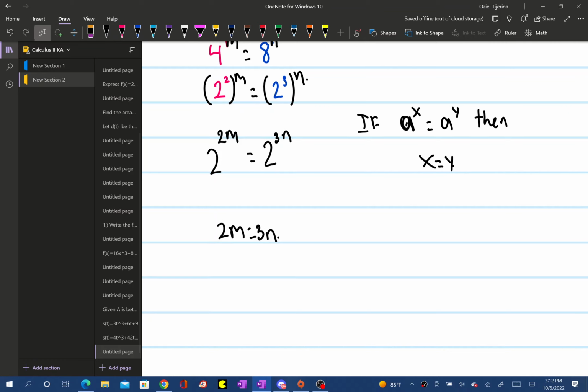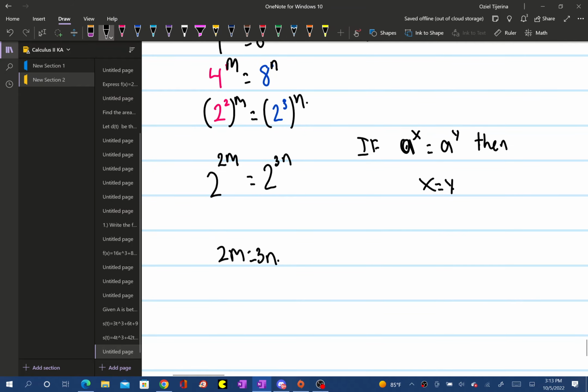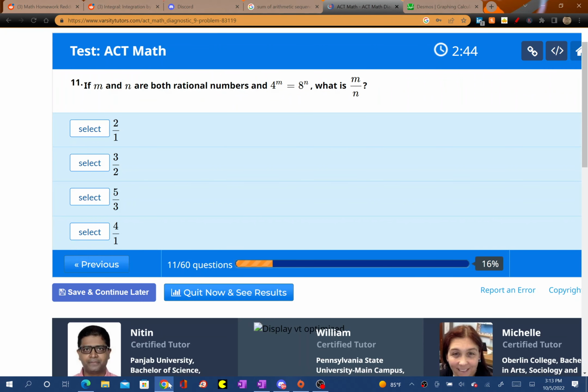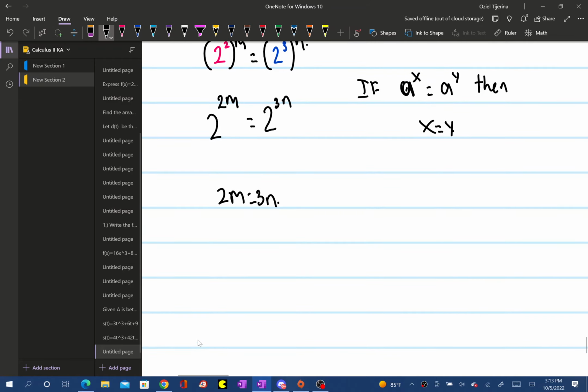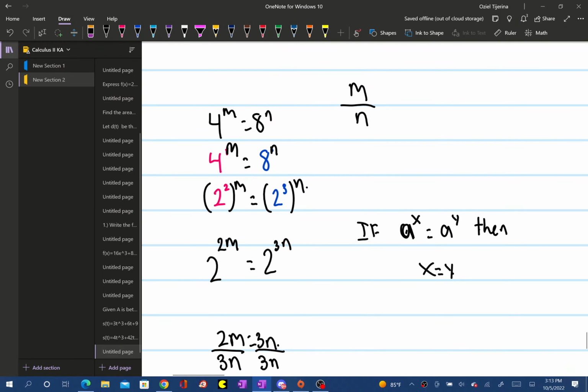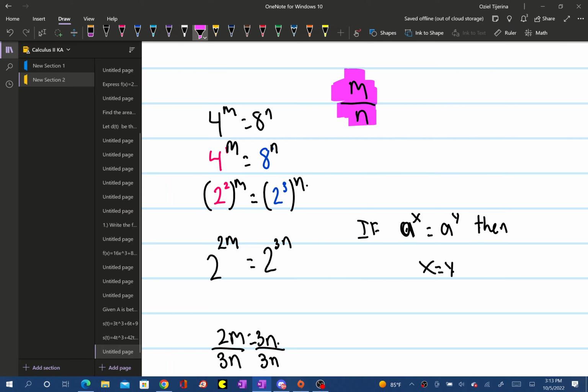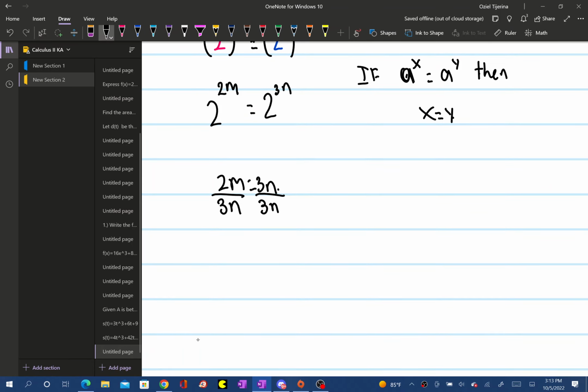So 2m equals 3n. And because we want to know what m over n is, we're going to divide both sides by 3. That's 2m over 3 equals n.